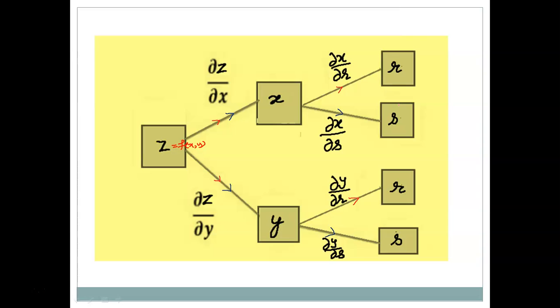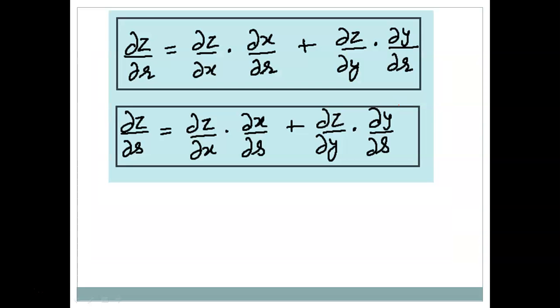So here we will take the total derivative in the form of partial derivatives. For example, here ∂z/∂r and ∂z/∂s. If you find ∂z/∂r, that will be equal to ∂z/∂x into ∂x/∂r plus ∂z/∂y into ∂y/∂r. Similarly, ∂z/∂s is equal to ∂z/∂x into ∂x/∂s plus ∂z/∂y into ∂y/∂s.